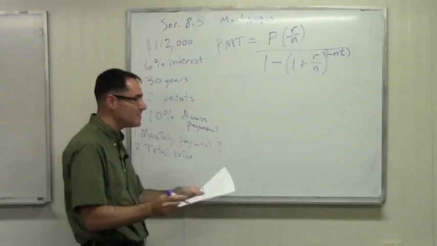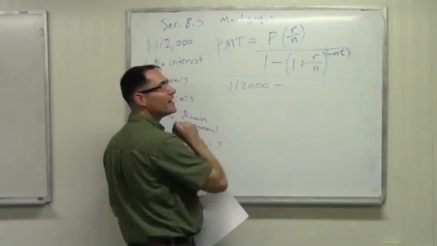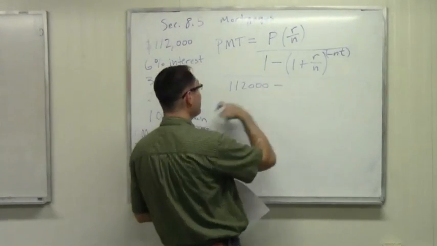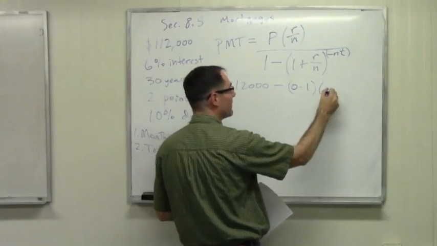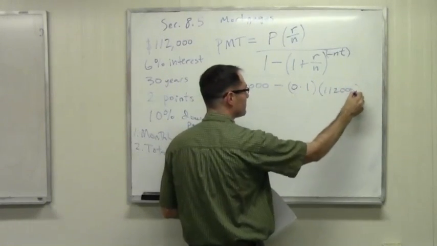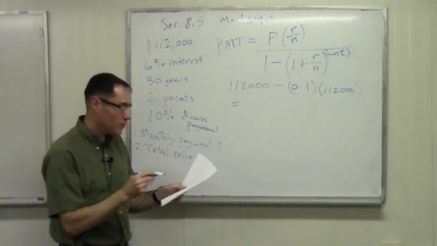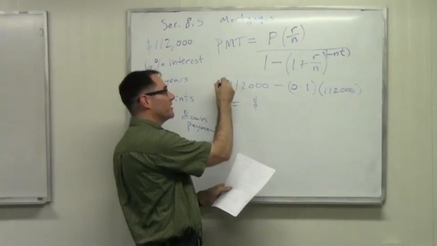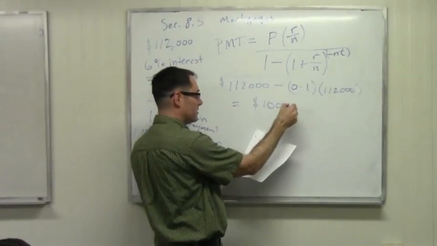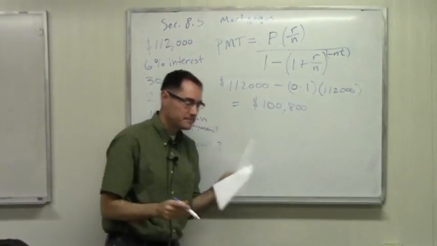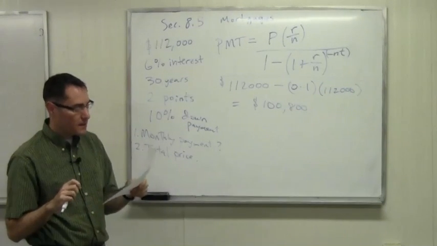So you're going to have $112,000 minus your down payment. Your down payment was 10%, so you do 0.1 times $112,000. That gives you the amount you actually have to mortgage, which is $100,800.